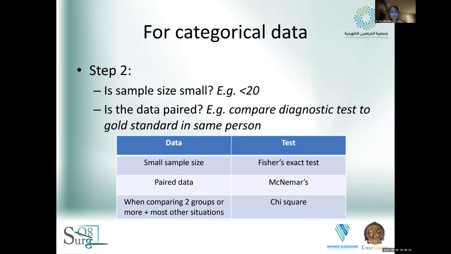So for small sample sizes, for categorical data, you're going to use Fisher's exact test. For paired data, you're going to do McNemar's. And if you're comparing more than two groups and most other situations, or if you're not sure, chi-square is usually a safe bet for categorical data.